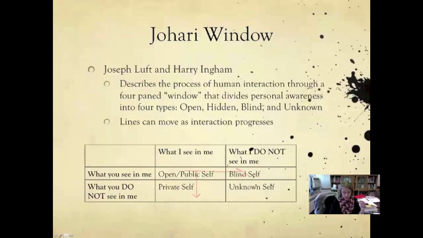And so the most effective, productive, cooperative environment is when we have a large open public self. We've taken these walls and pushed them out. You've given me feedback on myself, and I've told you more about myself. As this interaction progresses, these lines move, and we have a better understanding of each other, and our ethos is going to increase.